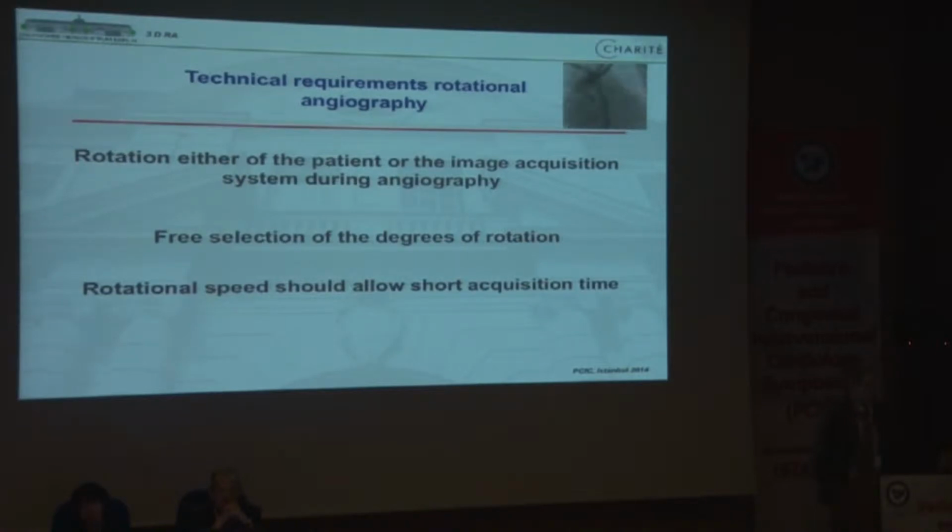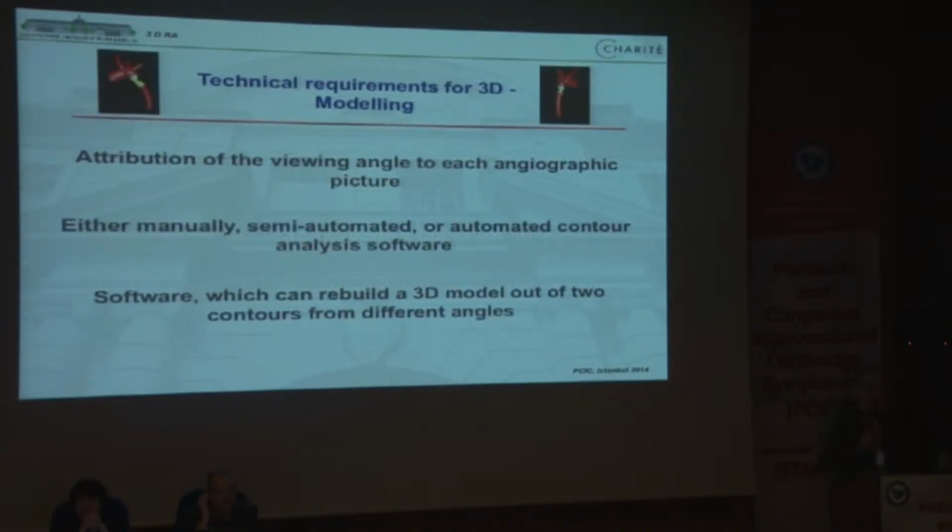So if you start to think about rotational angiography, you can have 2 approaches. Either you rotate the patient, which is not really useful during the recording of the images, or you rotate your imaging equipment during the angiography. In this situation, it's very helpful to have a free selection of the degree of rotation, and the rotational speed of the machine should be fast enough to allow short acquisition times.